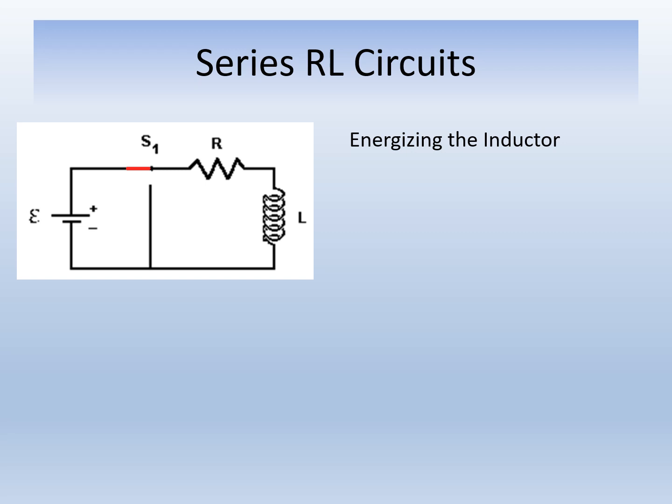So when we first turn on the circuit by closing the switch, as we see here, the battery only sees an external resistance because the inductor is just a wire with no resistance. So the battery will start sending a current according to Ohm's law: I equals the battery potential difference divided by R.